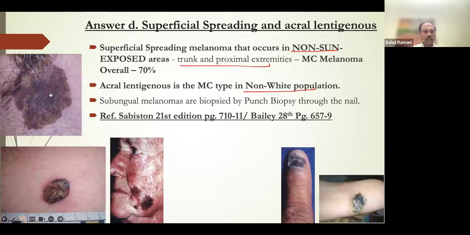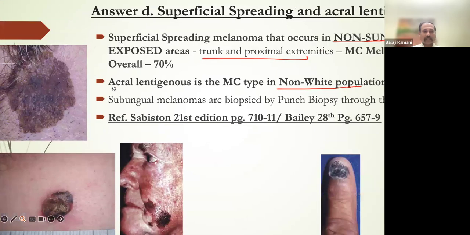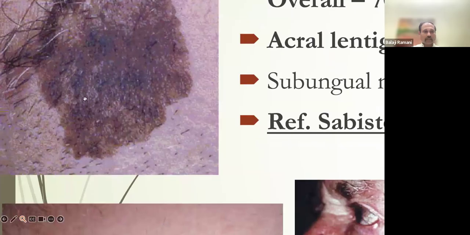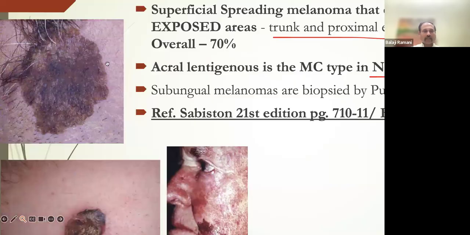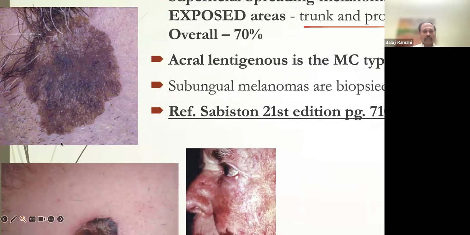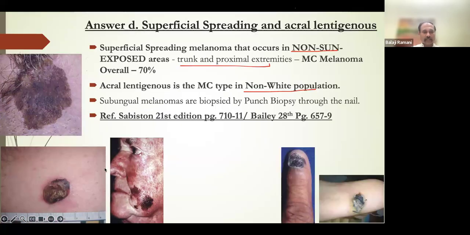This is of course your superficial spreading melanoma. As I said, you can see the asymmetry. The shape is not very regular. Then you have the irregular borders, the color demarcation, and the size which is more than 6 millimeter. And of course, this is something which should have evolved over time. So all the ABCD criteria are present here.